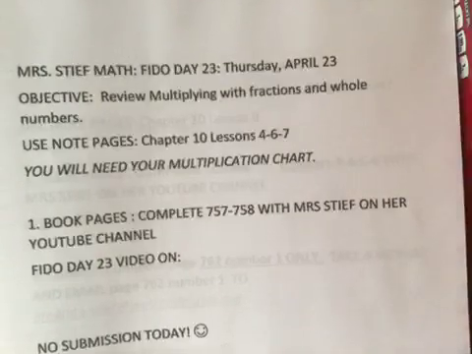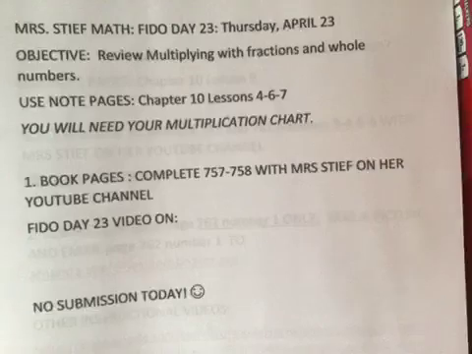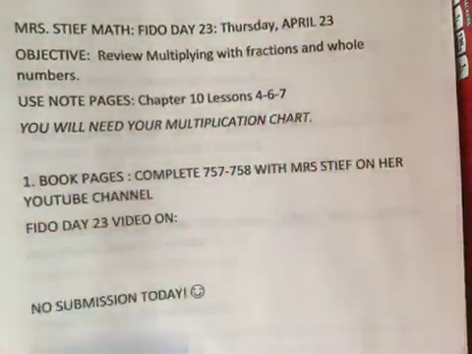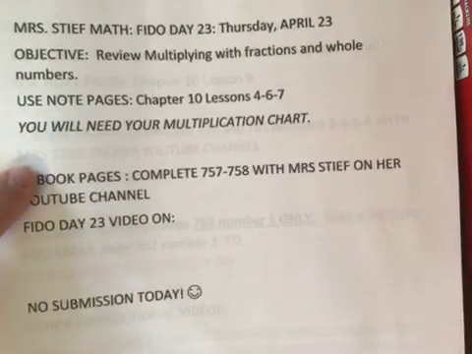Today, we're going to be doing the Check My Progress together. We are going to be on pages 757 and 758 in your books. You may want your note packet, your gold note packet with the first three lessons 4, 6, and 7 that we did. You may also need your multiplication chart. And we're going to complete those 2 pages.